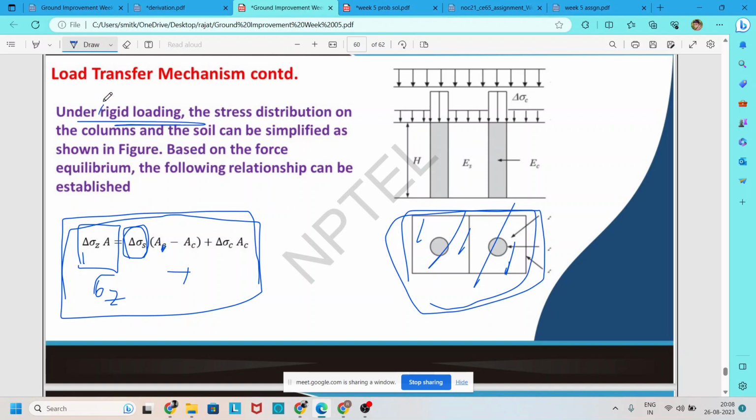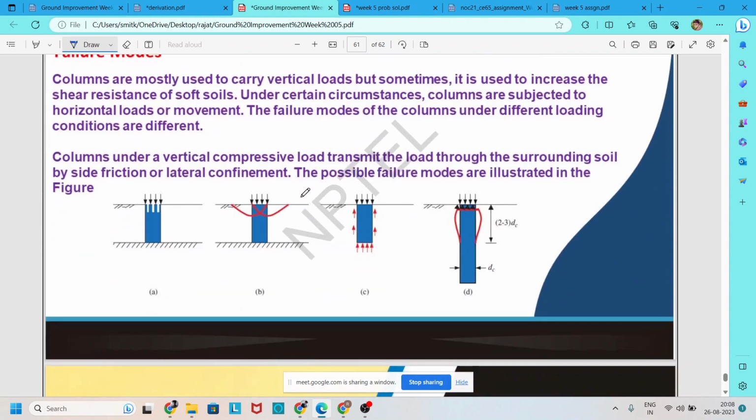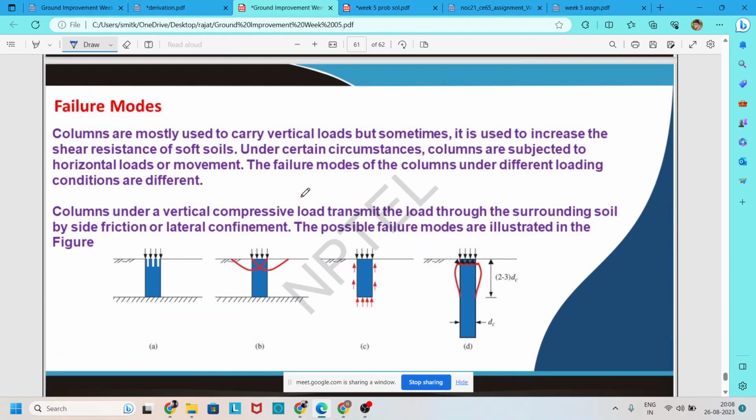We remember rigid loading in the sense of the equal strain method. Now we discuss the different failure methods. It is the last slide of our session. Four types of failure in composite material are discussed. The first two happen when the column is resting on some hard stratum. The last ones happen when no hard stratum is available.